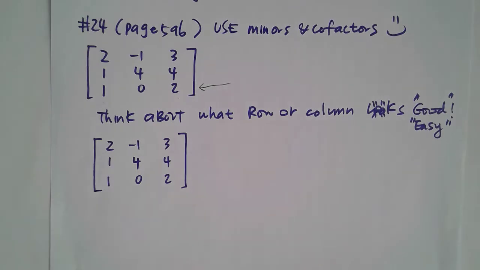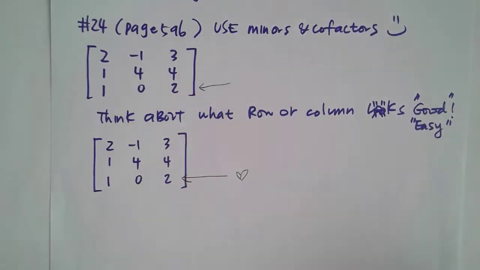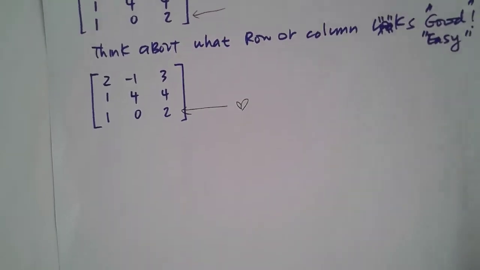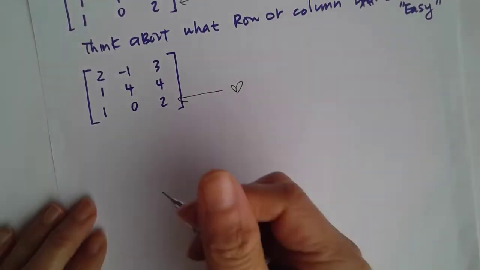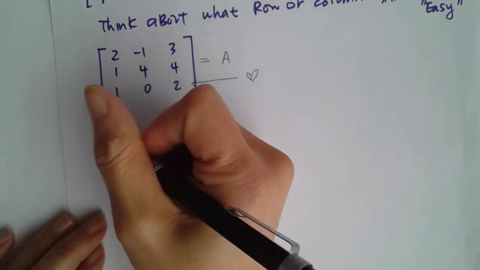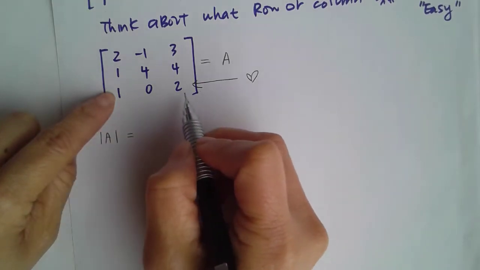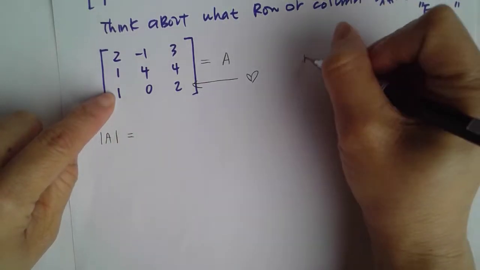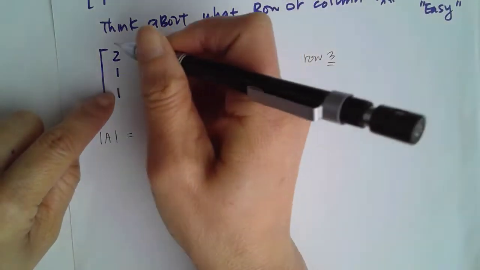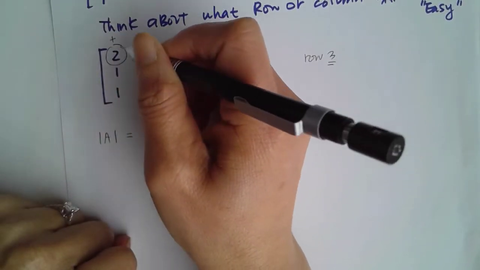So I chose row 3, okay? We're going to use rows and minors and cofactors, not the 2-column extra method. So let's move along. How do I set this up? Let's call this matrix A. We're going to calculate the determinant of A, and we're choosing row 3. Remember, the signs are always plus, negative, plus. They alternate signs.